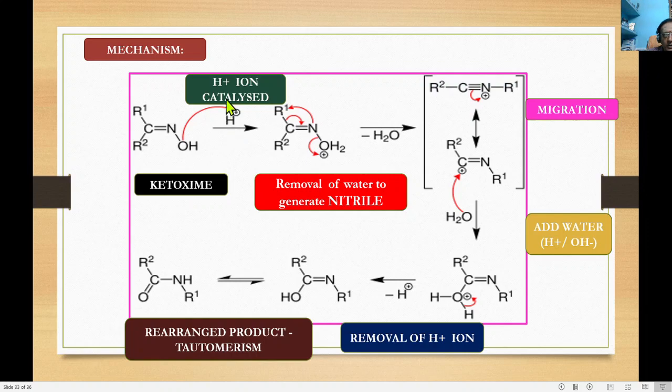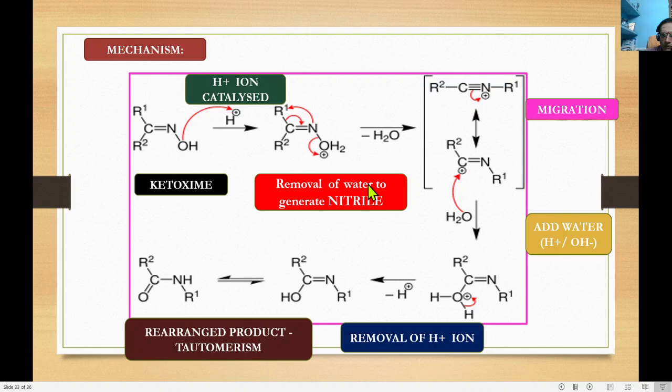Already we have mentioned that H plus ions catalyze reactions. So H plus ions come over here. What will happen? It is added to it to make an H2O plus here. And what will happen in the first stage? H plus ion is added here to form an H2O plus.